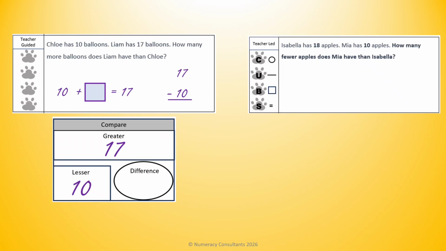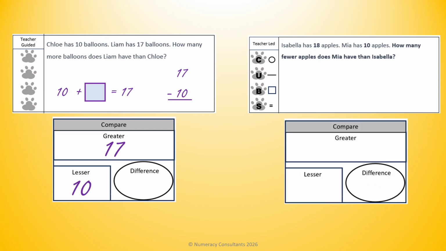Again, one way you could set it up is as a missing addend, 10 plus something equals 17, but you really want to get to that subtraction, understanding that 17 minus 10, and what's the answer going to be? The answer is going to be 7. So again, comparison is really easy to fill in once you understand the schema because you just find the greater and the lesser.